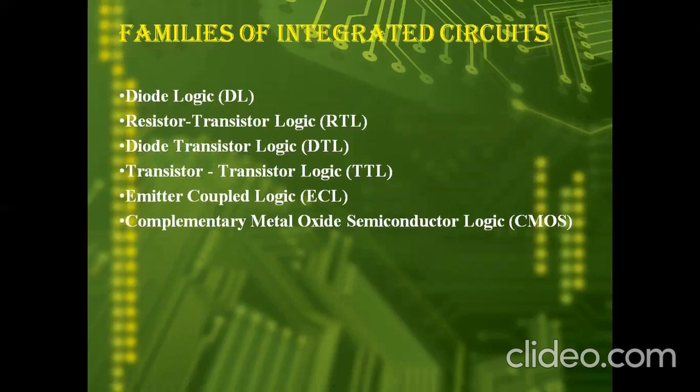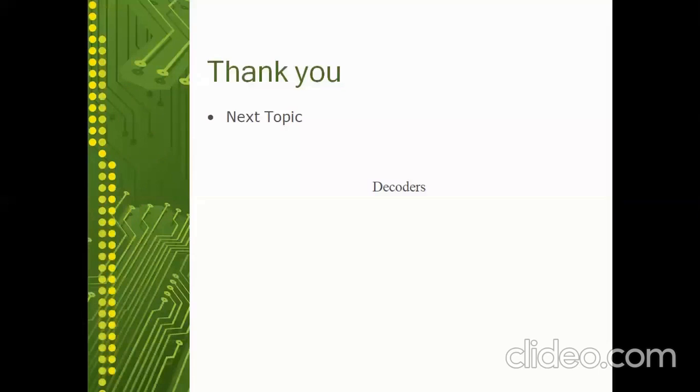The small families of integrated circuits are: diode logic, transistor logic, diode transistor logic, transistor transistor logic, emitter coupled logic, and complementary metal oxide semiconductor logic. And these are the topics for now, and in the next session we will discuss decoders.